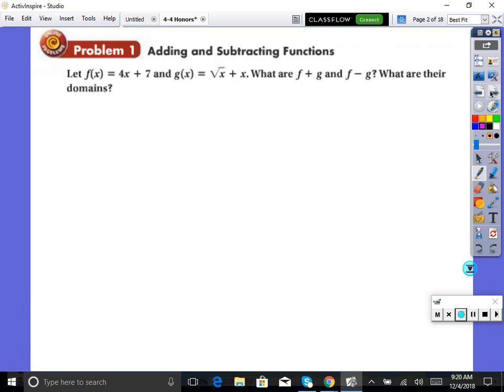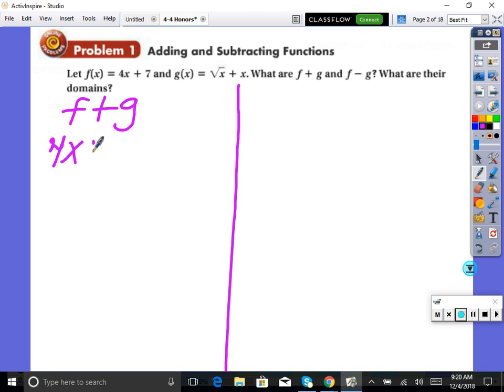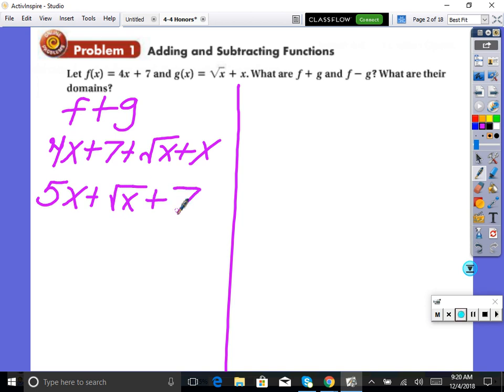Looking at this first example, you probably don't need to write it down. Just watch this first one, super easy. It says, what's f plus g of x and f minus g, and what is the domain? So f plus g means take function f of x and add it to g of x. So that'd be 4x plus 7 plus the square root of x plus x. Then I'll just combine like terms, so that would be 5x plus root x plus 7. Now remember, this is technically x to the first and x to the 1/2 power, so we can't combine those.